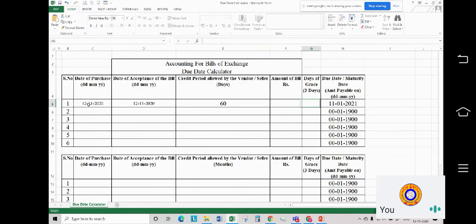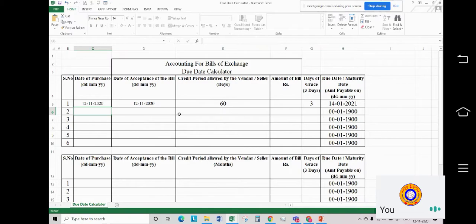And here also we need to manually key in the information, because in some questions it would have been mentioned without days of grace. In some questions it would have been mentioned with days of grace. So if it is without days of grace, then the due date for the transaction that happened on November 12, that is today, will be matured on 11th of January 2021. Suppose I give 3 days of grace, obviously my due date will be 14th of January. This is the first type.